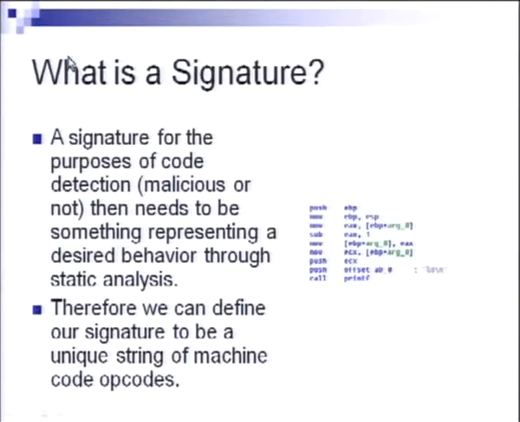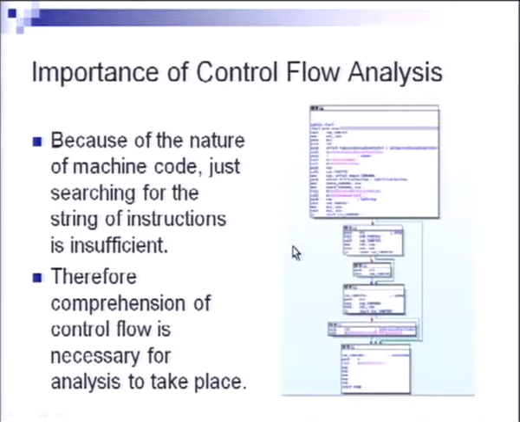So a signature in this case would be a push, move, move, sub, move, push, push, call. That is a signature. Because of the nature of machine code and its structure, searching for the string of instructions just in some binary is insufficient. You can't just load up a hex dump and say, I'm going to look for this code, because you have jumps that go other places, you have other things that can affect it. So you really need control flow analysis in order to do this.